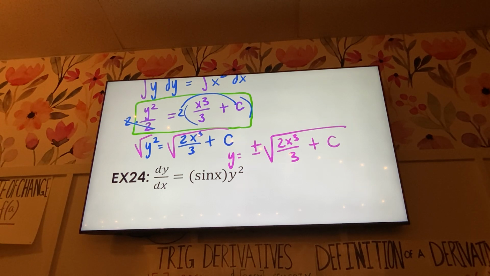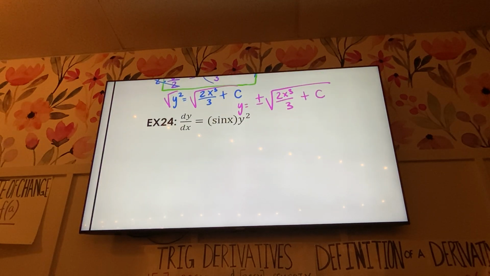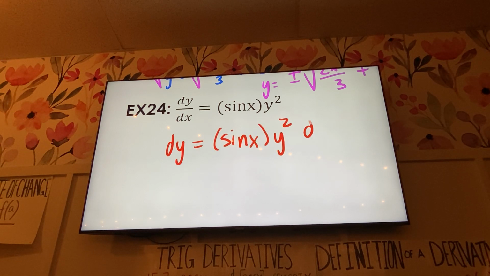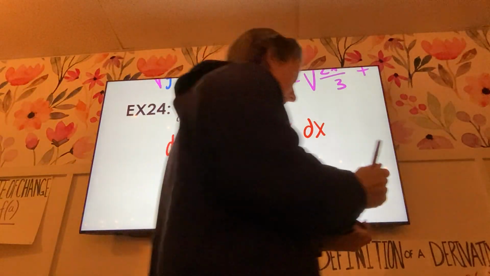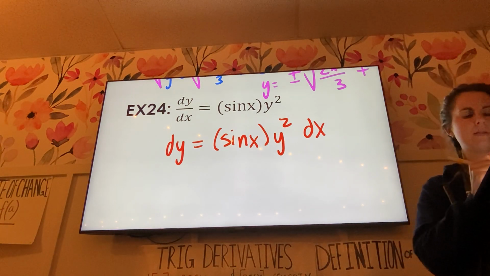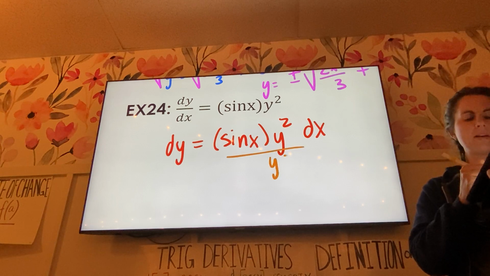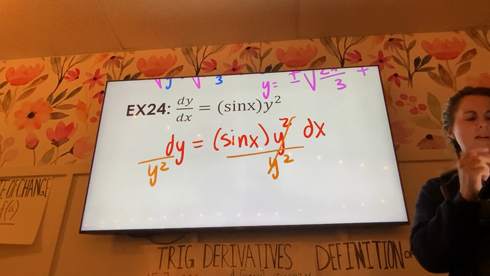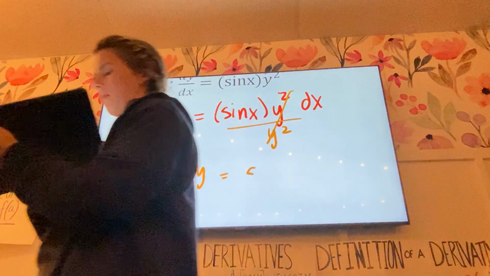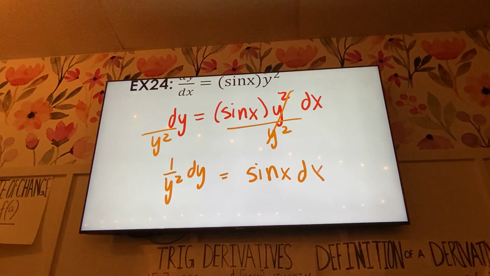All right, let's try another one. So go down to 24. First step is always to multiply by dx and move it to the other side. So that is going to be my x side. The left side is going to be my y side. So how can I move my y over to the other side? Divide by y squared. So I get 1 over y squared dy equals sine x dx.